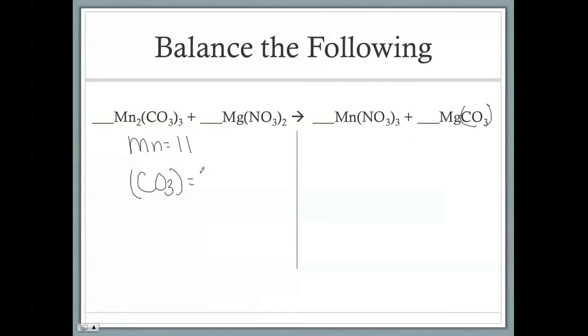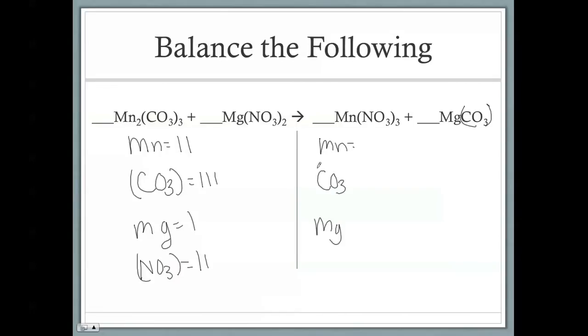So remember on the right, I have 3 CO3s, Mg, I just have 1, and NO3, I have 2. And now I'm going to copy down the same list on my right. So Mn, CO3, Mg, and NO3. Okay, Mn I just have 1, NO3 I have 3 of them. I have 1 Mg and only 1 CO3 because remember the CO3, the 3 is a part of that group.